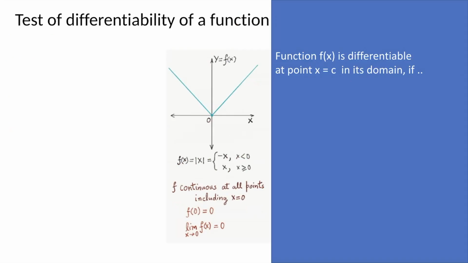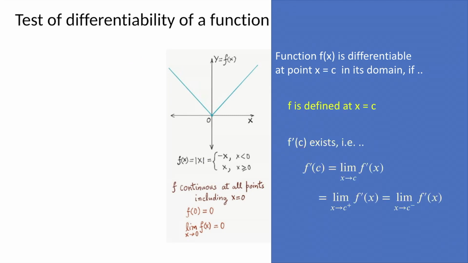Finally, let's try to apply some mathematical rigor. We take this good old modulus function that we have seen earlier. We formally define differentiability. What do we mean when we say a function is differentiable at a particular point in its domain? Well, it should be defined at that point, and it should have a unique slope at that point, which means that f prime c should exist for it to be differentiable at c, which basically means that these two limits should be equal. And what are these two limits?